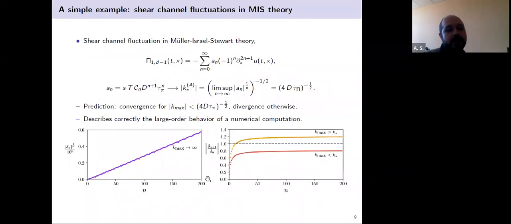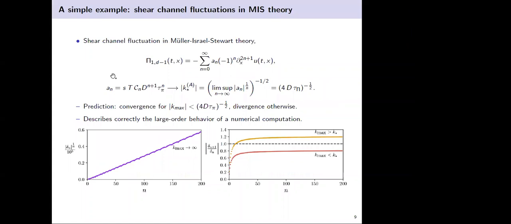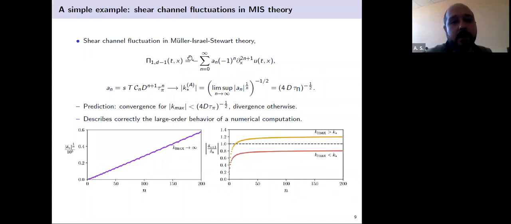So just to illustrate the condition in practice, I have an example here, which is that of a shear channel fluctuation in Mueller-Israel-Stewart theory. The only important point here is that the only non-trivial component of the dissipative tensor is this one, which relativistic hydrodynamics would tell you has to be written in terms of the velocity fluctuation in the shear channel in this form. And now in MIS, you know explicitly the form of the shear channel frequency. So you can compute explicitly the transport coefficients appearing in this gradient expansion in terms of the parameters of the model, which allow you to find out what the critical momentum is. The critical momentum is given in this model.